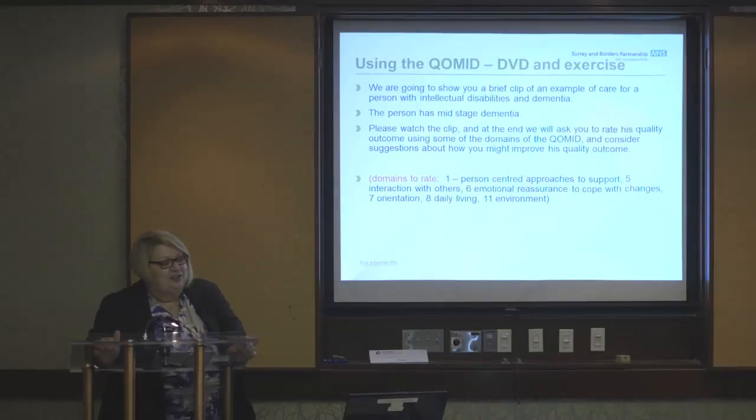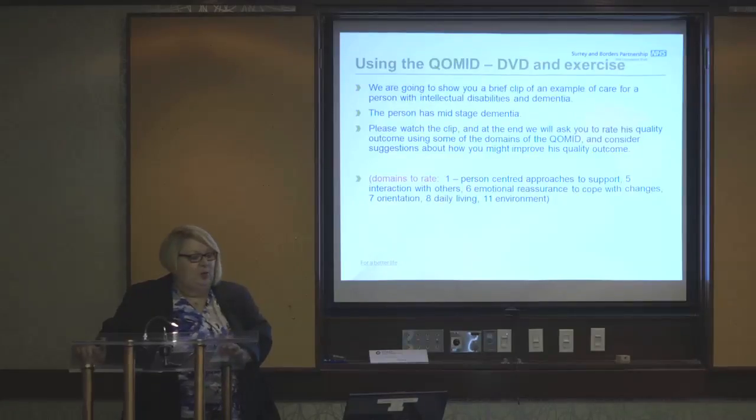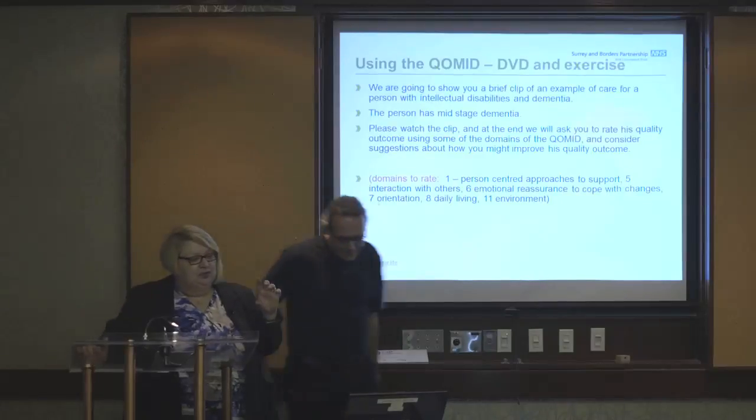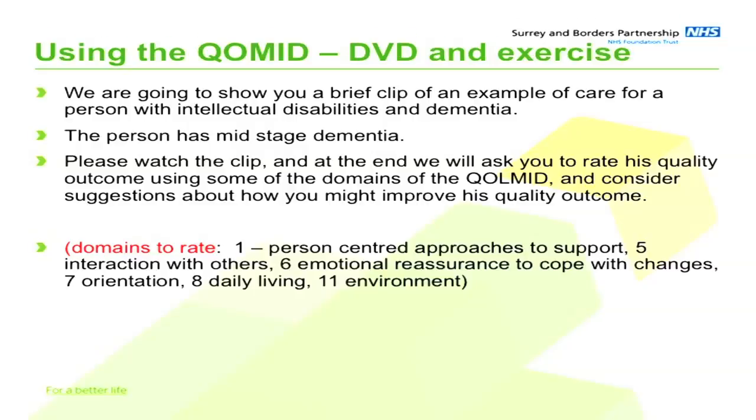Then I'm going to ask you to rate the person's quality outcome using some of the domains on the Quomid, and I'll give you the sheets to do that afterwards. I'm going to ask you to think about 6 areas: person-centered approaches to support, the interaction with others that you see, the emotional reassurance to cope with the changes you're seeing, orientation, daily living and environment. So we're going to look at 6 domains and I'll get you to do it in little groups. First of all, we're going to try and watch the DVD.